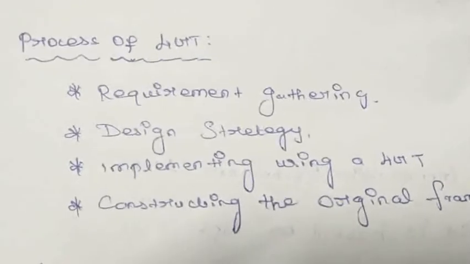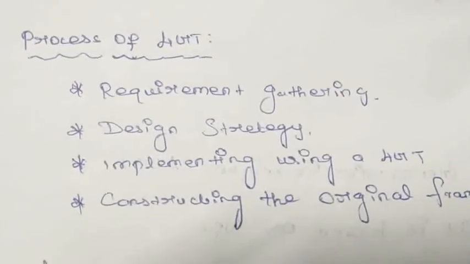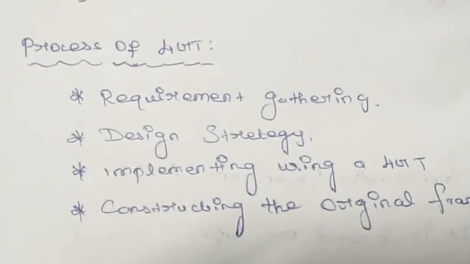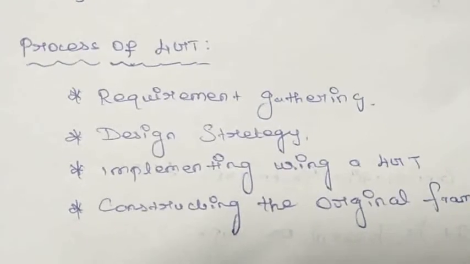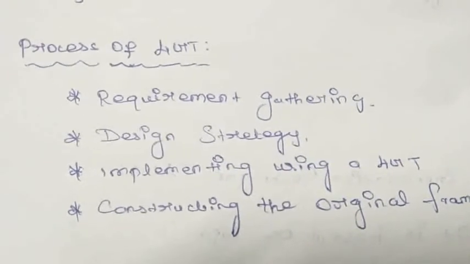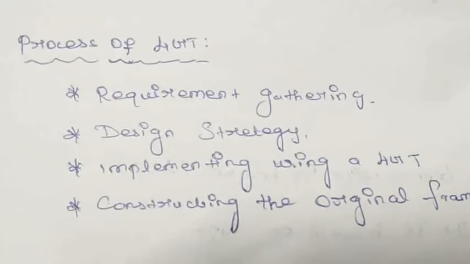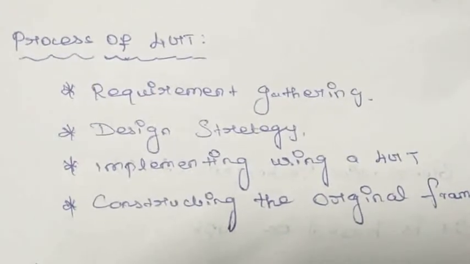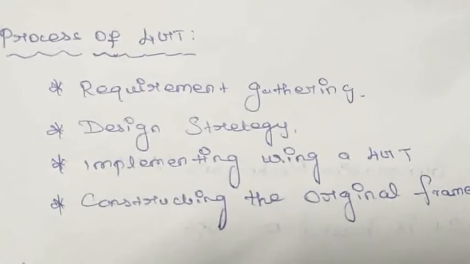Next, see about the process of fourth generation technique. This includes the following processes: requirement gathering, design strategy, implementing using a fourth generation technique, and constructing the original framework.